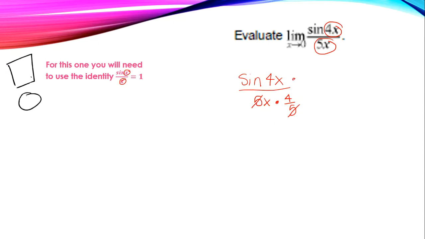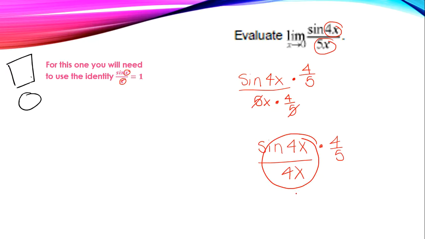But what I do to the denominator, I have to do to the numerator. So let's clean this up. Here's what we're left with: sine 4x divided by 4x, times 4/5. Because of the property, we know that this is just equal to 1. So we would say 1 times 4/5, and my final answer is 4/5. You could also graph that, and you would see that the limit as x approaches 0 of this function gives 4/5.